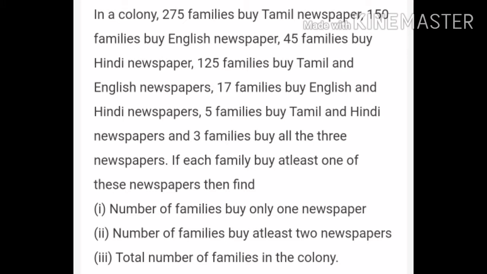First one is the number of families buying only one newspaper. Second one is the number of families buying at least 2 newspapers. And third one is the total number of families. Okay. From this question, we understood here 3 types of sets are there: one is Tamil, another one is English, another one is Hindi.